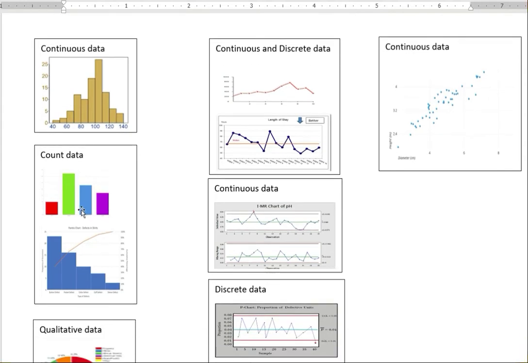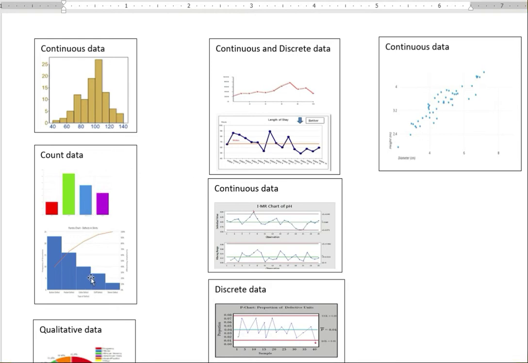Suppose it is count data. When count data are given, which graph can we use? Bar chart. So bar chart for count data. What about Pareto chart? The next one is Pareto chart. Pareto chart is also for count data. Then what is the difference between bar chart and Pareto chart? It depends upon your purpose. If you want to show only distribution of count data, we can use only bar chart.